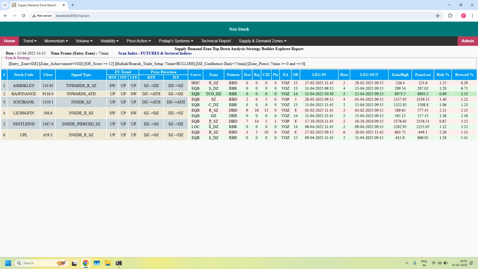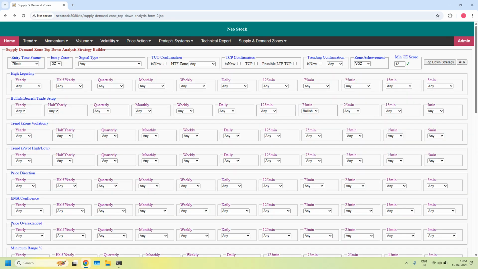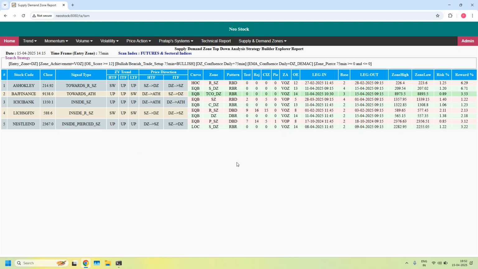So these 6 75 minutes demand zones are overlapped with the daily demand zone, and the daily trend, the ITF trend, is up in all the stocks. So let us further filter daily demand zone having daily EMA confluence. With this filter we got 5 stocks, because the daily demand zone has daily EMA and our 75 minutes demand zone is overlapped with the daily demand zone. So all these 5 75 minutes demand zones have a higher probability to get success.